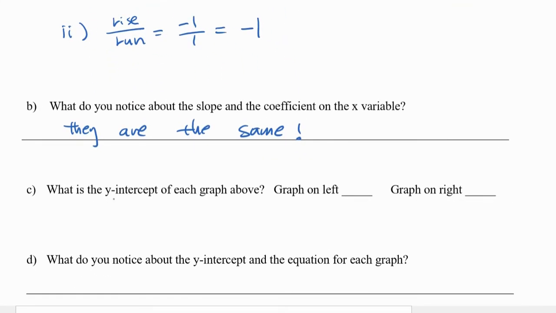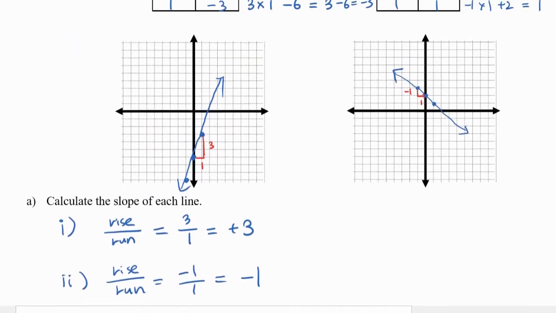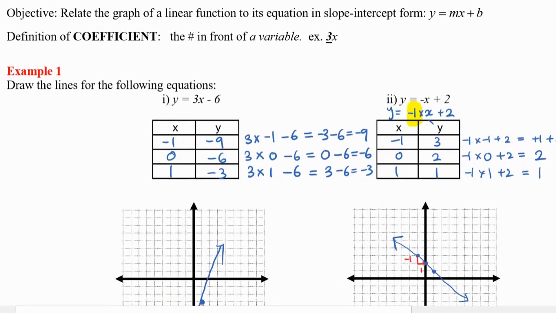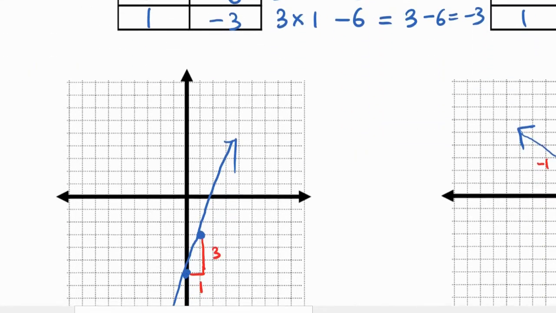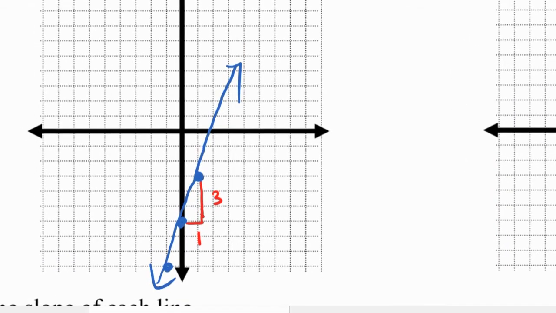Okay, what is the y-intercept of each graph above? Here, the graph on the left. Where's the y-intercept? Here, this is the y-intercept. And what is this value? So you count it: 1, 2, 3, 4, 5, 6, negative 6, okay? So this is negative 6. So the y-intercept is negative 6.